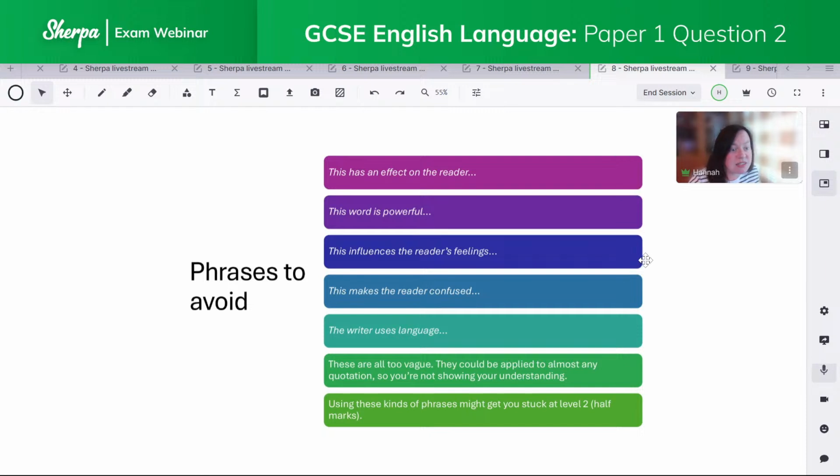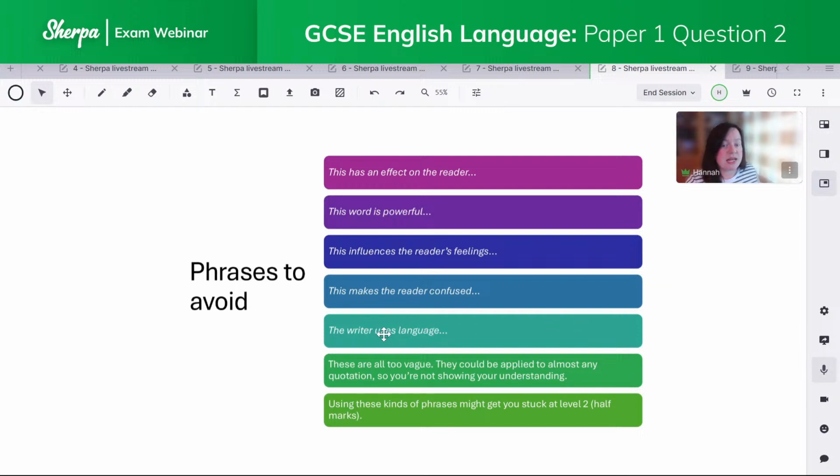And in fact, one thing that's not on this screen that maybe I should have included is "this makes the reader want to read on." Not many writers want you to stop reading after a few lines. So we don't need to say that it makes the reader want to read on. We need to say why we are intrigued or why we're asking certain questions of what's going on in the text. So just bear that in mind. If you feel confused, then there might be a misunderstanding somewhere, and you might need to change which quotation you're looking at.